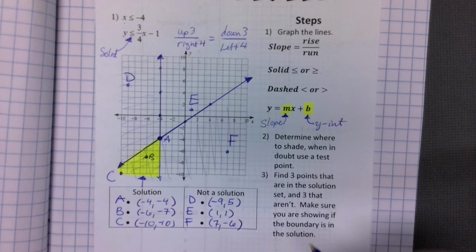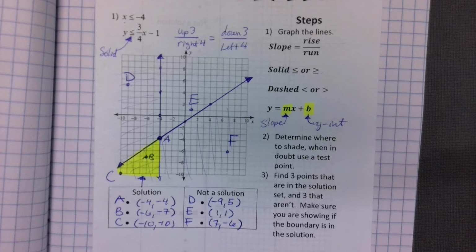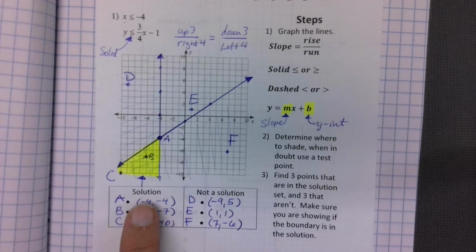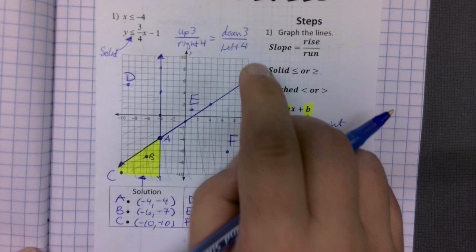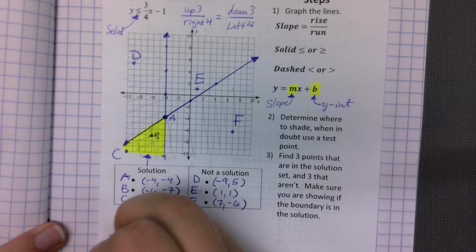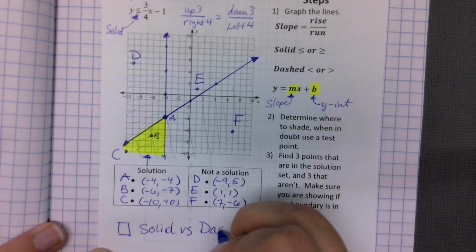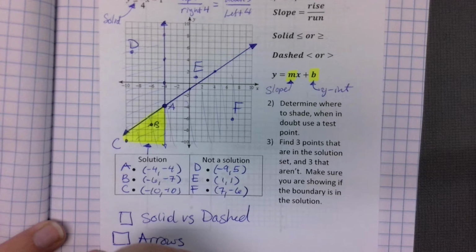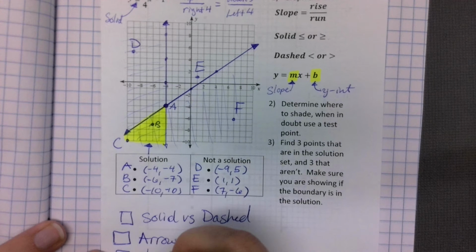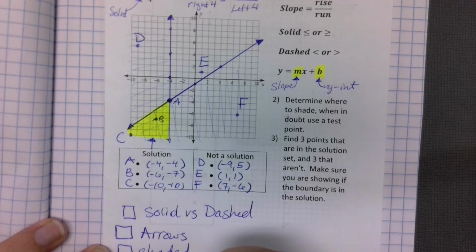Once you have that down, go ahead and flip to the next page. If you need to pause, go ahead and pause. The main thing here is I'm looking that you can graph this. Make sure you have, here I'll make you a checklist. Solid versus dashed. We need arrows. We need shaded. We need 6 points. Some that are in the solution and some that are not.